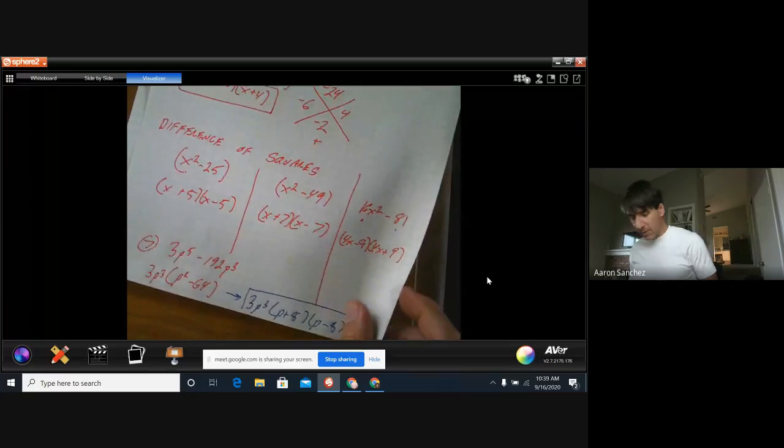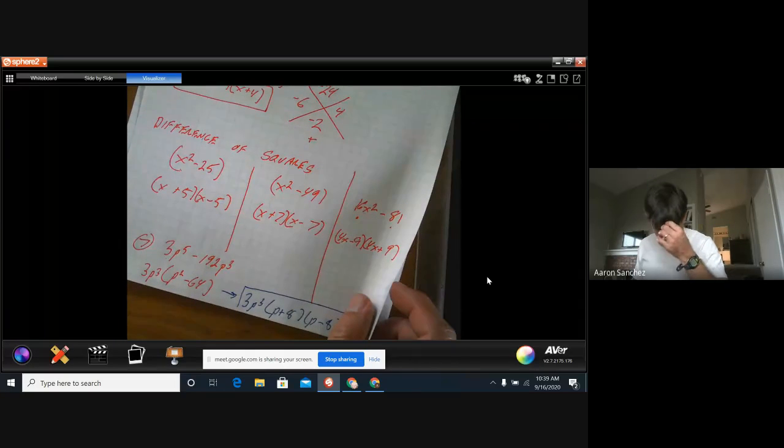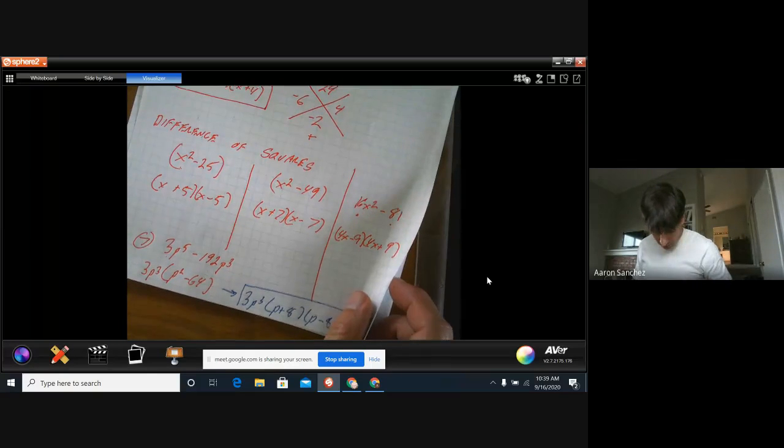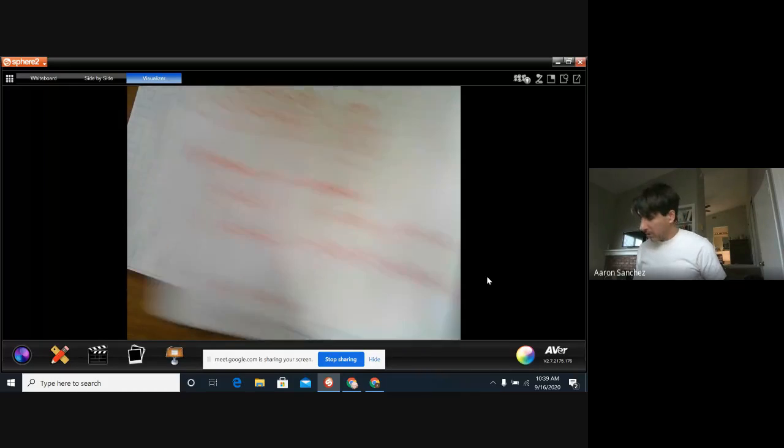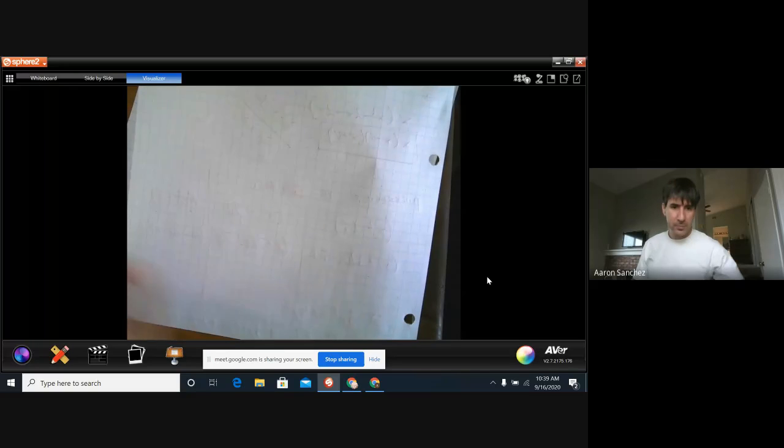So that's 7. You can do 9. Let's see. We did 5, 9. Okay. Now there's something called, hang on a second here. Let me see here. There's something called the sum of cubes and the difference of cubes.